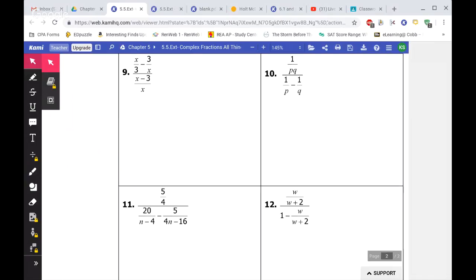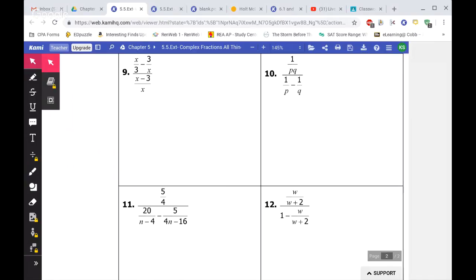get to a single fraction on the top and a single fraction in the denominator, the bottom, and then just keep flip change. So on number 9, we have x over 3 minus 3 over x in the numerator. So we need to find a common denominator so we can change that into a single fraction before we can keep flip change, because the denominator is already a single fraction.